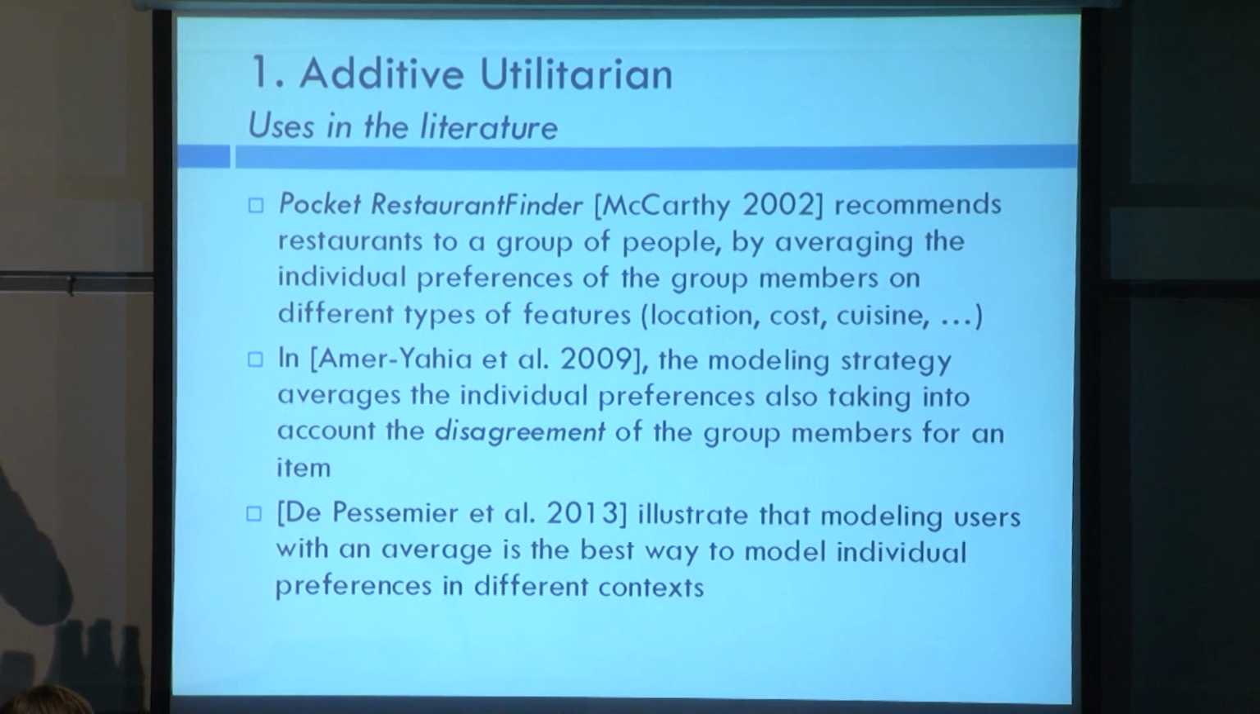In this very famous paper from 2009, probably one of the most famous papers on group recommender systems, the modeling strategy creates an average of the individual preferences, but also takes into account that the members of the group might disagree. In this paper by De Pessemier et al. in 2013, the authors illustrate that modeling the individual preferences with an average is actually the best way in which a group can be modeled in different contexts.